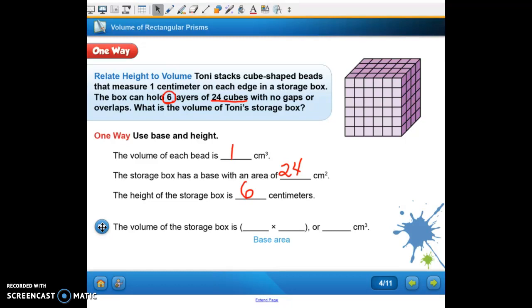What was the area of our base? 1, 2, 3, 4, 5, 6. By how many beads? 1, 2, 3, 4. Oops. Sorry, that is supposed to be 24. By how many layers are there? 6. 6 layers. So 6 times 24. 24 times 6.